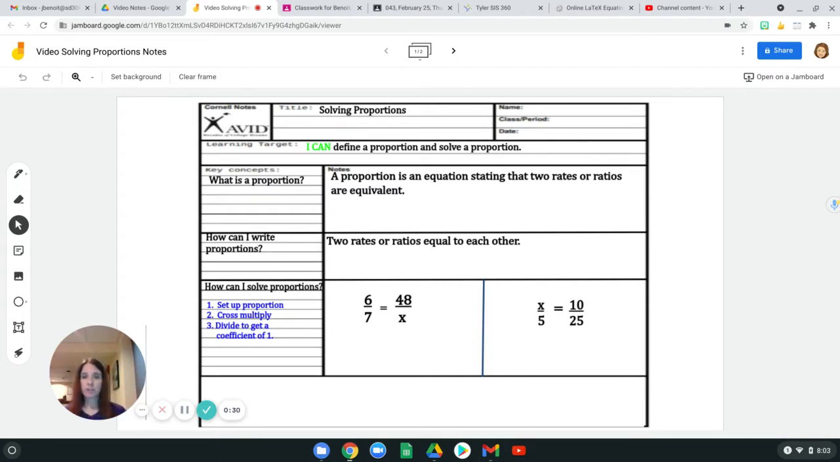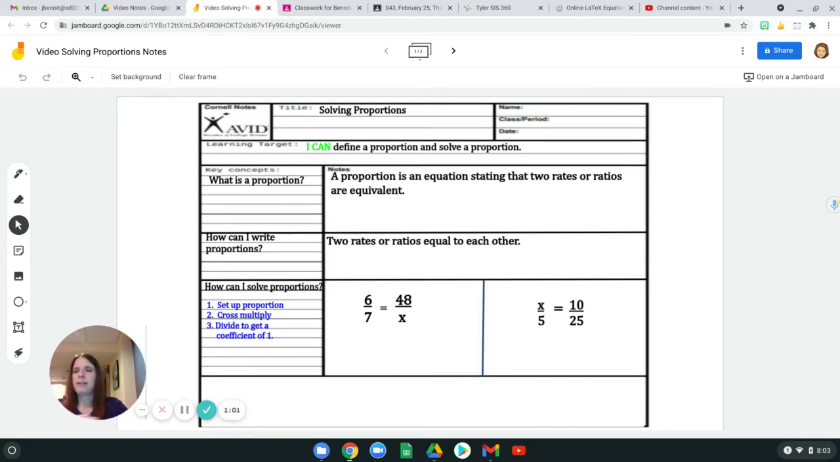What is a proportion? The definition for a proportion is an equation stating that two rates or ratios are equivalent. So think about what our rates and ratios have looked like. They are set up comparing two different units, set up like fractions. So that really means we have two fractions that are equal to each other. And that goes into our next question: how can I write proportions? Two rates or ratios equal to each other.